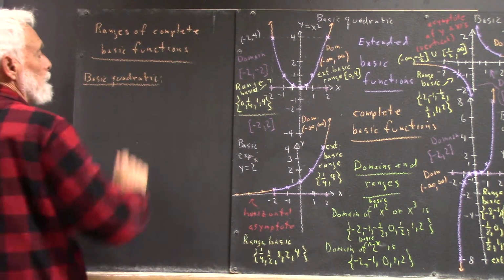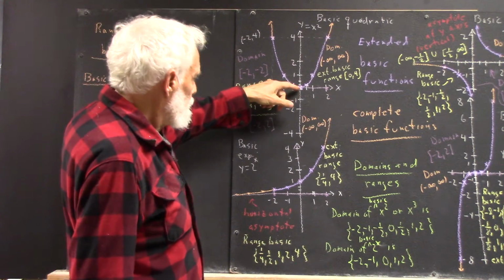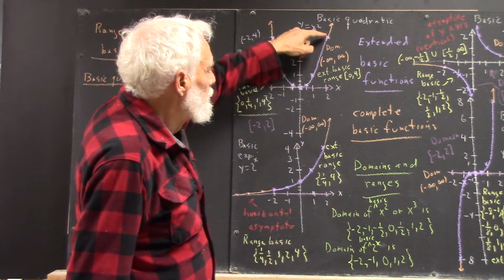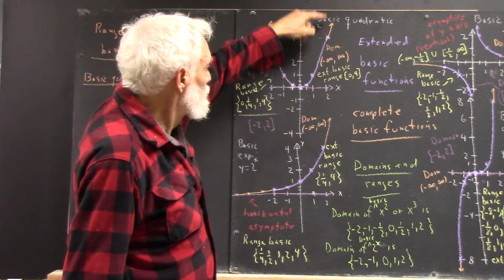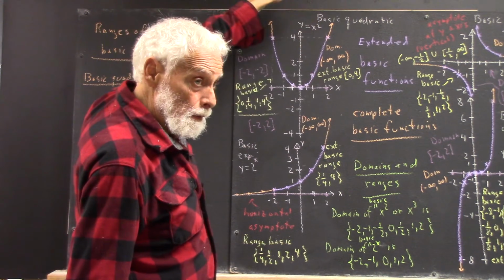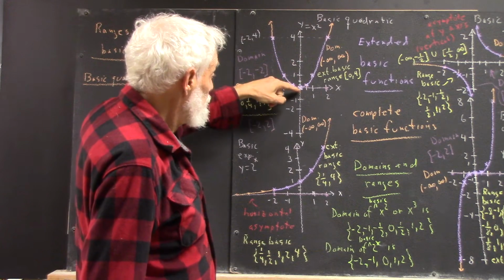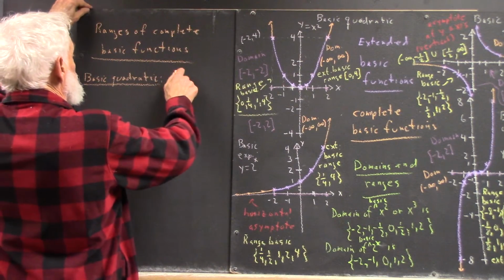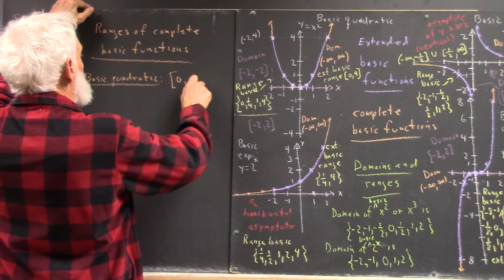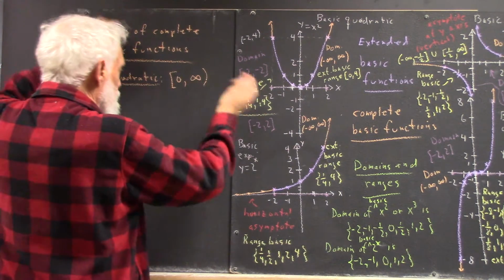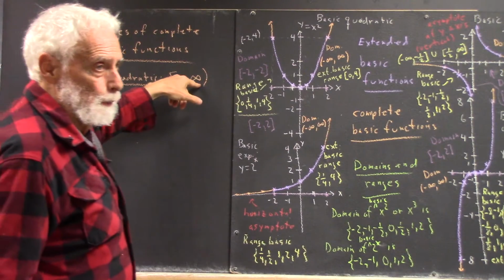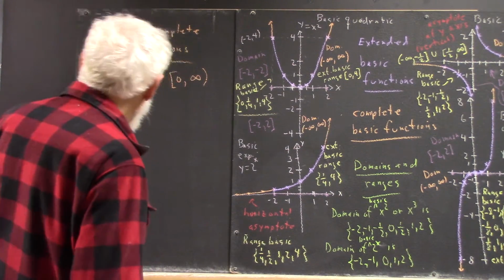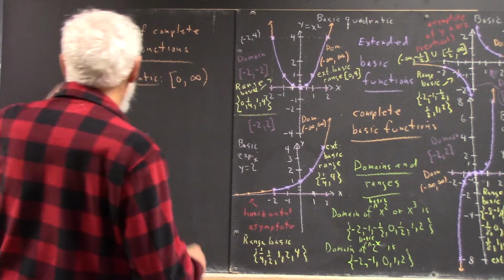the range is, well, if we look at it, we can see that we have y values starting at 0, going up to 4 for the extended basic, but then there's no limit to how far they go, so that the range would consist of all numbers from 0 through infinity. Include 0, and infinity isn't a number, we can't include it, it's something we just approach, which is why we use an open parenthesis. Okay, that's your basic quadratic.